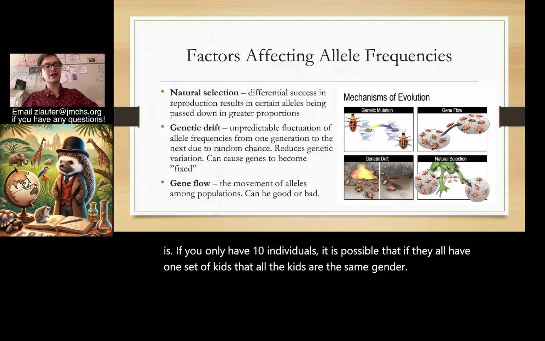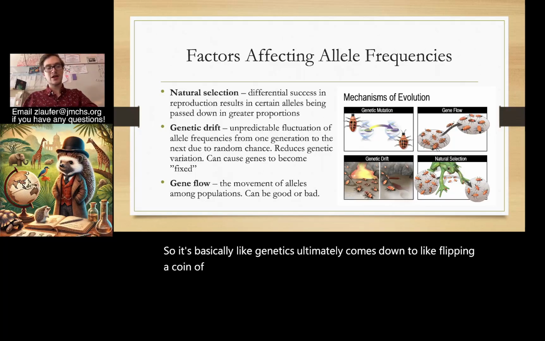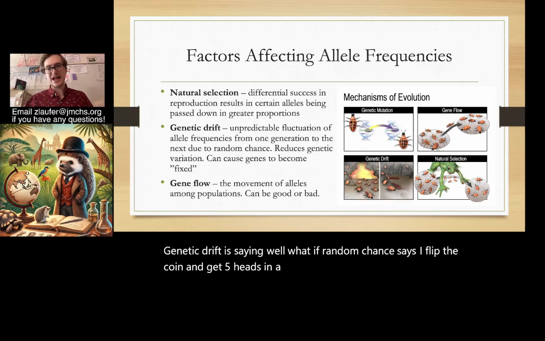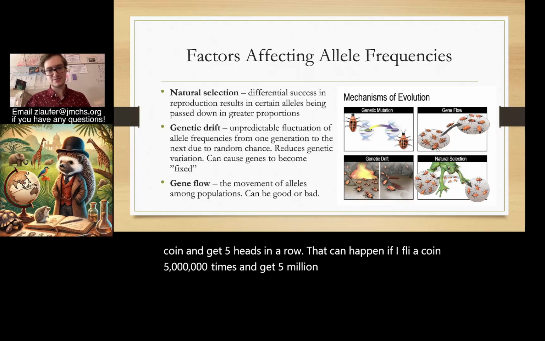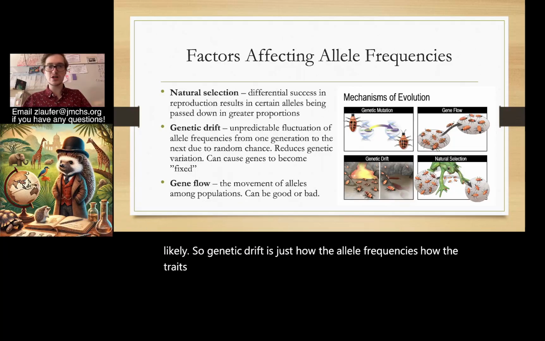So it's basically like genetics ultimately comes down to flipping a coin of which allele you get. Genetic drift is saying, well, what if random chance says I flip the coin and get 5 heads in a row? That can happen. If I flip a coin 5 million times and get 5 million heads in a row, that's much less likely. So genetic drift is just how the allele frequencies, how the traits change over time just due to random chance. And then you have gene flow.